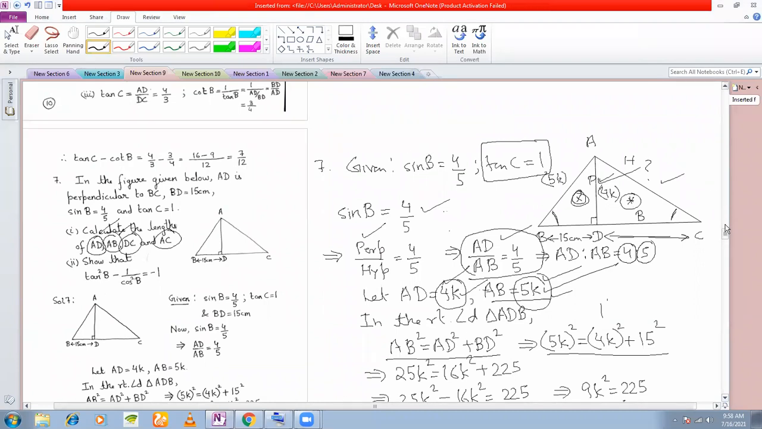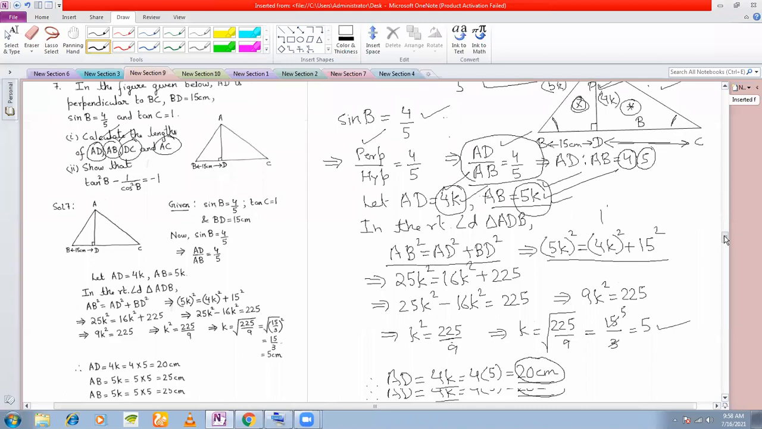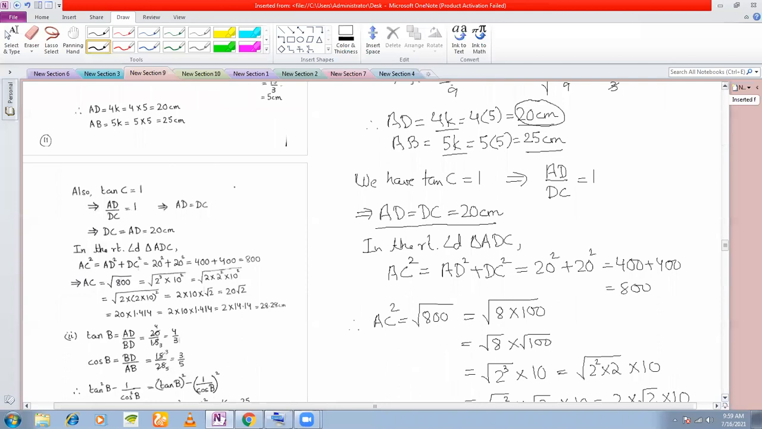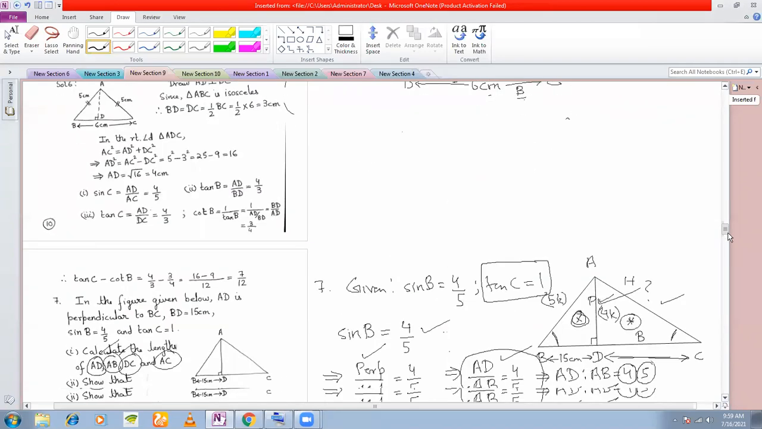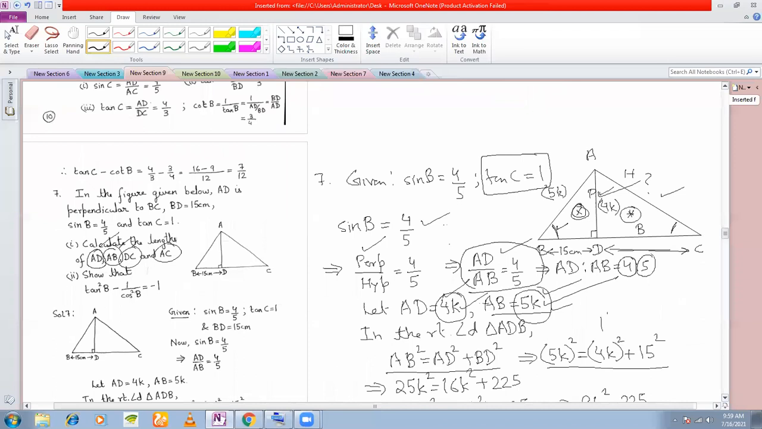says, show that tan square B minus 1 by cos square B is equal to minus 1. So first we need to find out tan B. Okay, so how do you find out tan B? Second part. How much is tan B? Look at that figure here. Which angle is B? This angle is B. Tan B means this one becomes our perpendicular and this one becomes our base. So AD by BD.